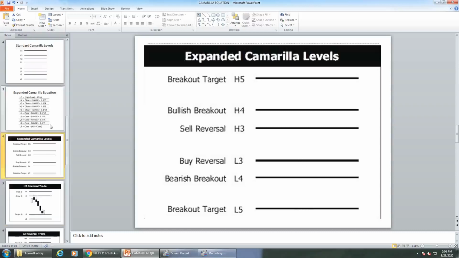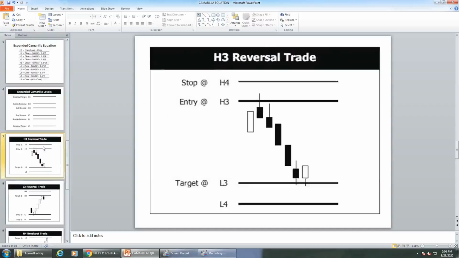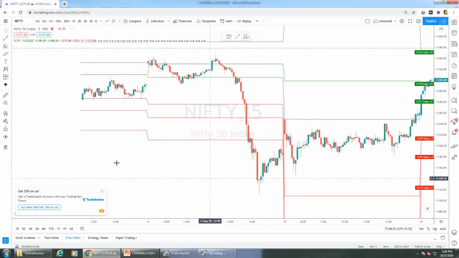I'll explain with some examples. This is the first type of reversal trade we take, at H3. As I said, the entry is not exactly at H3. We should always wait for some reversal candles for confirmation. If you see, the second candle acts as a reversal confirmation, and you can short once its low is broken, and L3 will be the target and H4 will be the stop loss. So let's see a sample of this H3 reversal trade.